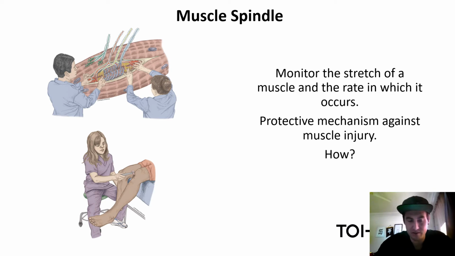These receptors are found within muscle, and they detect or monitor the stretch within a muscle and how fast that stretch happens. So if a muscle is stretched very, very quickly, and that rate of stretch reaches a certain threshold, then that causes the muscle that's being stretched to contract. It's a protective mechanism to stop muscles from stretching too quickly. If you stretch a muscle too quickly, then it's susceptible to tears.